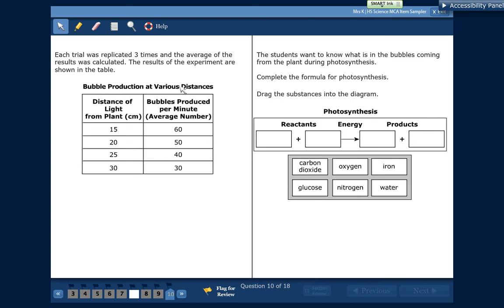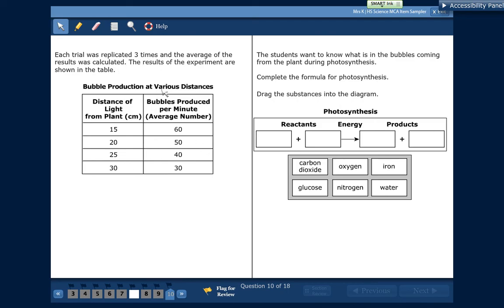So bubble production at varying distances. Distance of the light in centimeters from the plant, 15 centimeters away, 20, 25, 30. And bubbles produced per minute, average number, 60, 50, 40, 30. So looking at this data table, we know that more bubbles were produced per minute when it was closer to the light.